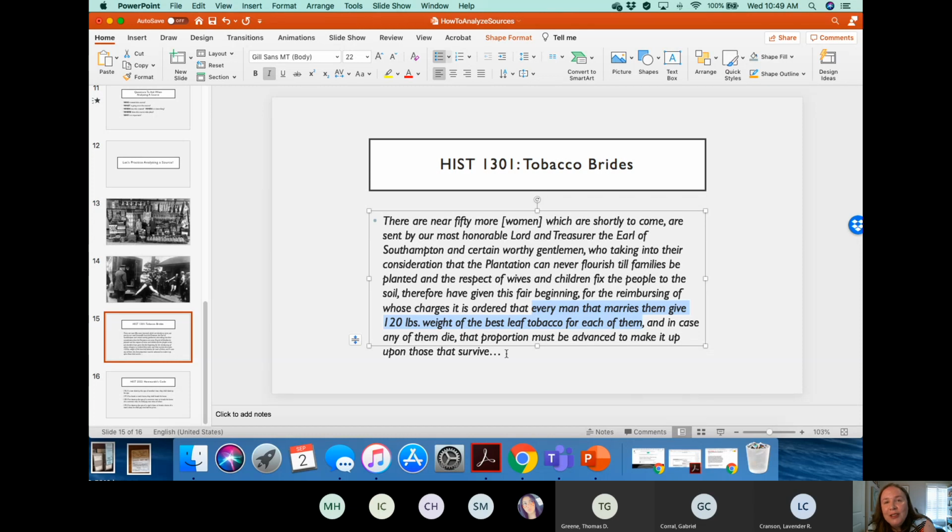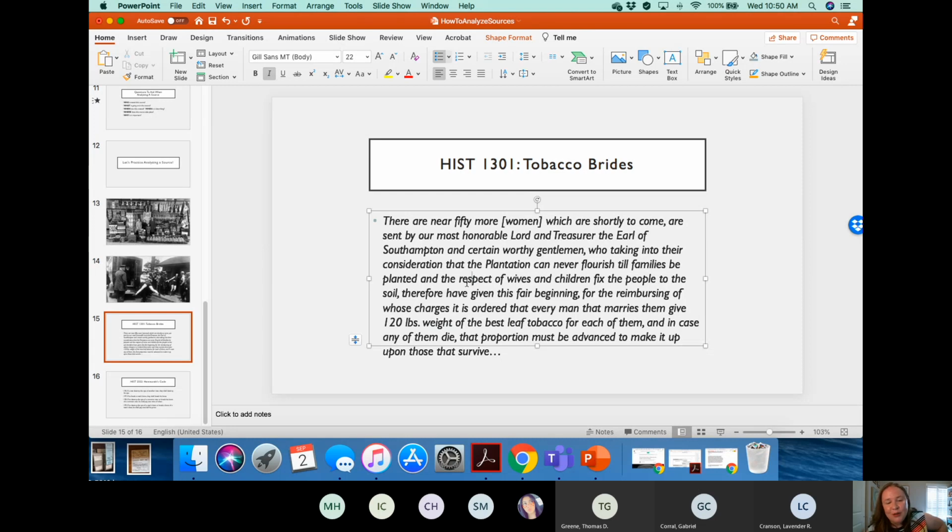If you're a man who wants to marry one of these women shipped over, go ahead, Lavender. Tobacco, 120 pounds of tobacco. Yeah. Now, when you look at the rest of the letter, you're going to see the full context. It sounds like they're buying them just in this paragraph, right? Like, if you would like to buy a wife, you just got to fork over 120 pounds of tobacco. It's a little bit more complicated in that document.